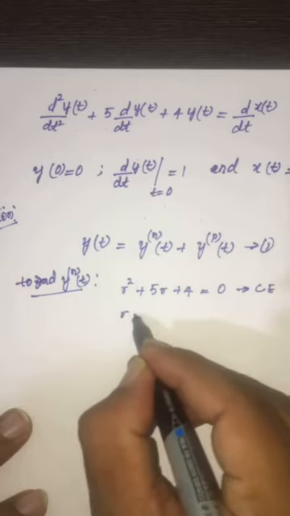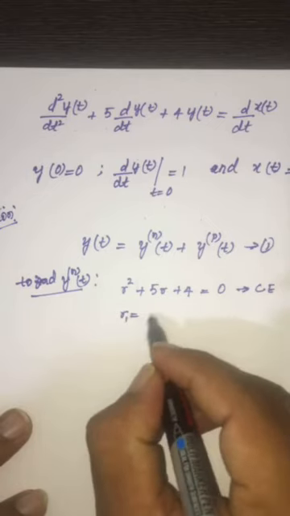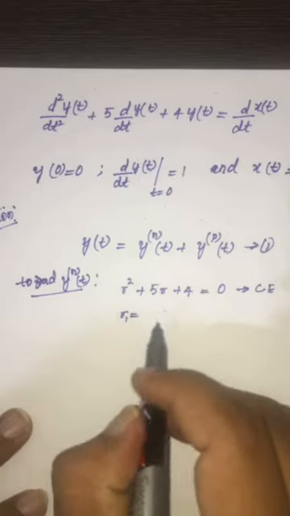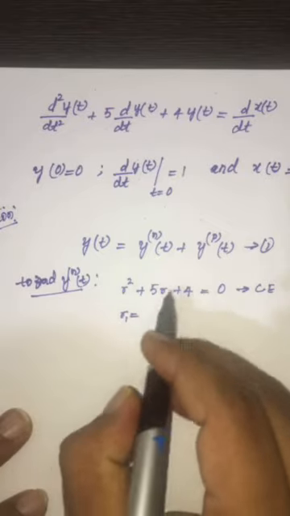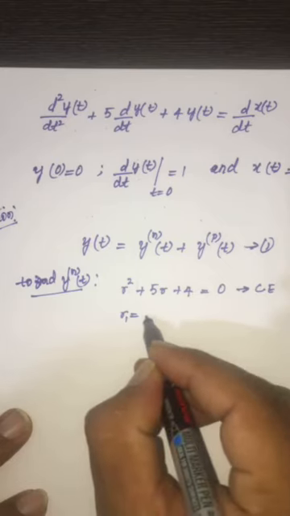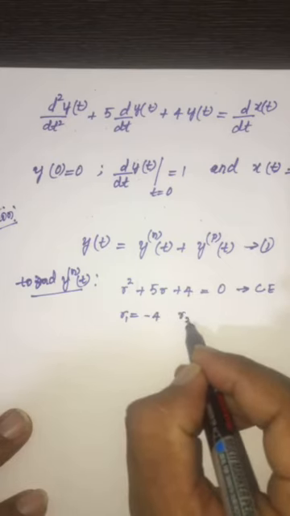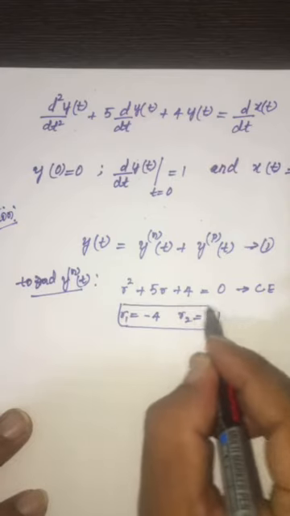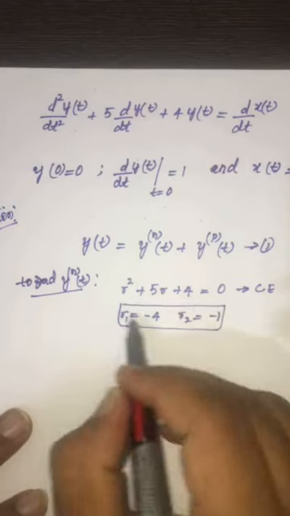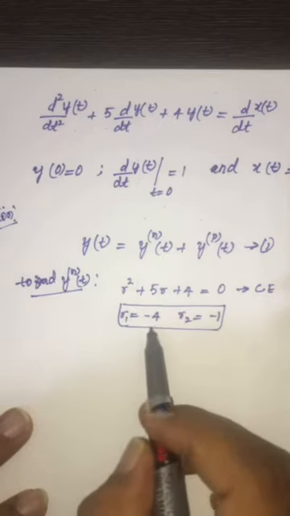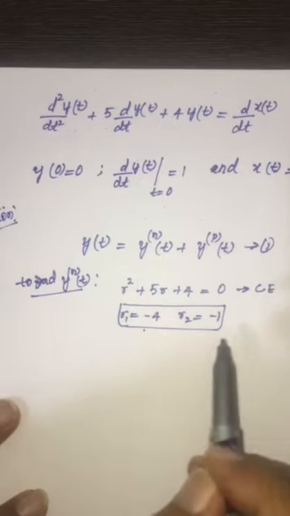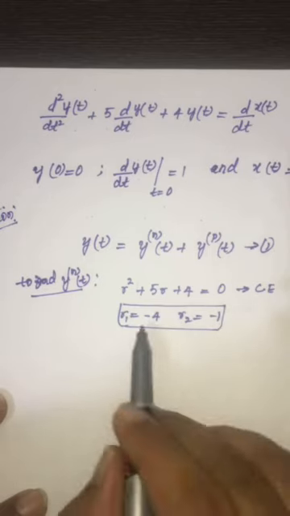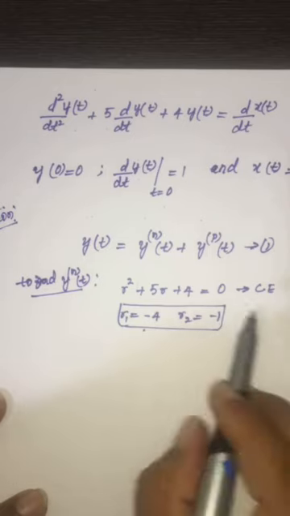Now here the roots, I will be getting two roots as we have seen this characteristic equation already. Therefore r1 is equal to minus 4 and r2 is equal to minus 1. These are the two roots that we have obtained upon solving this characteristic equation, right? Now how are these roots? The roots are real and distinct. They are not repetitive and they are not complex as well. They are simply real and distinct.